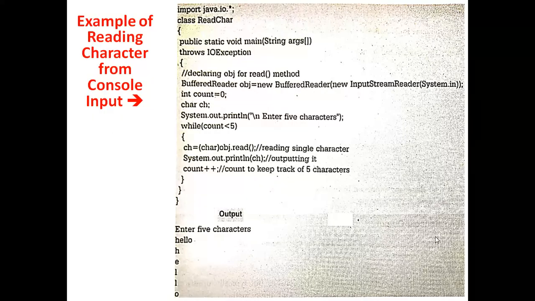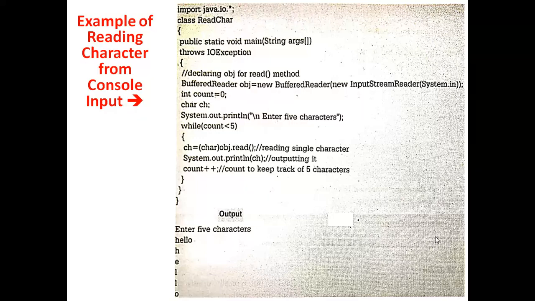You have to remember that when we take such inputs from the user, an IOException may be thrown. So to handle this IOException, we have to use throws IOException in the main function. We'll see this with an example, that is reading a character from console input, that is from the keyboard. Here we have to import the java.io package. Then I have written one class named ReadCharacter, in which I have written the main function which throws IOException.